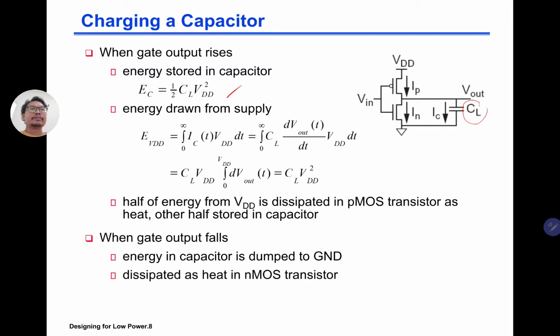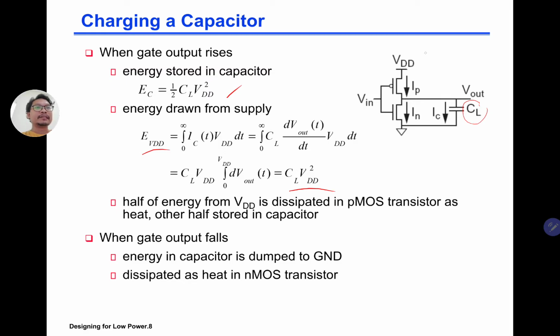The energy drawn from the supply, E VDD, is equal to CL VDD squared. Half of the energy from VDD is dissipated in the PMOS transistor as heat. The other half is stored in the capacitor.